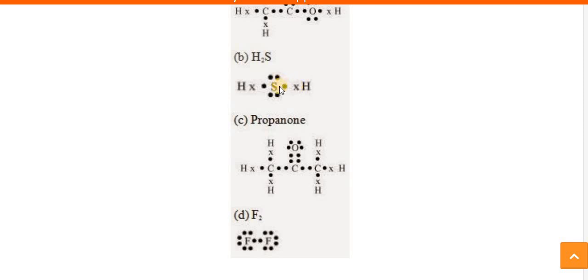Same here, the sulfur requires 2 electrons. So those 2 electrons are satisfied by the sharing of these hydrogen electrons. So the H2S covalent bond is formed.